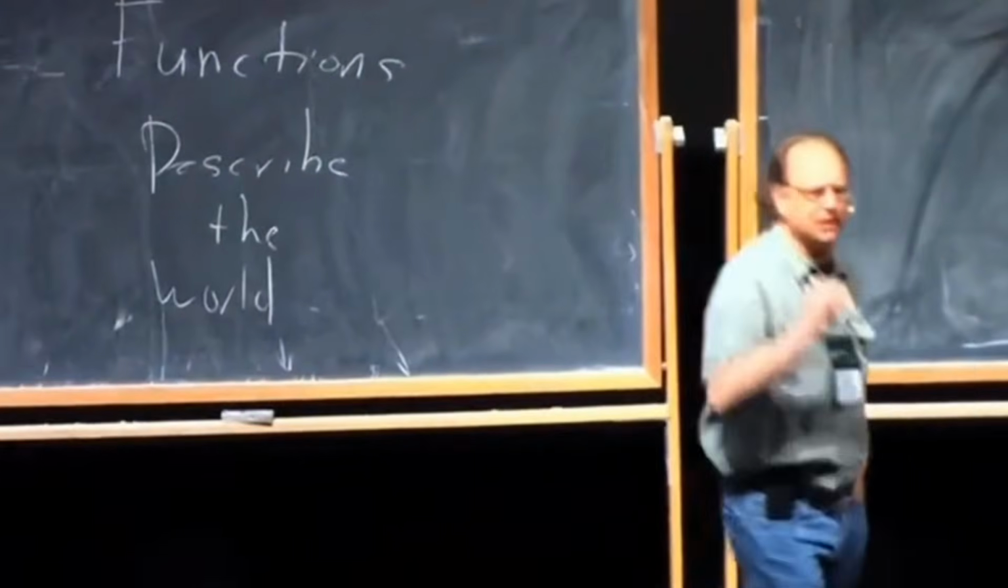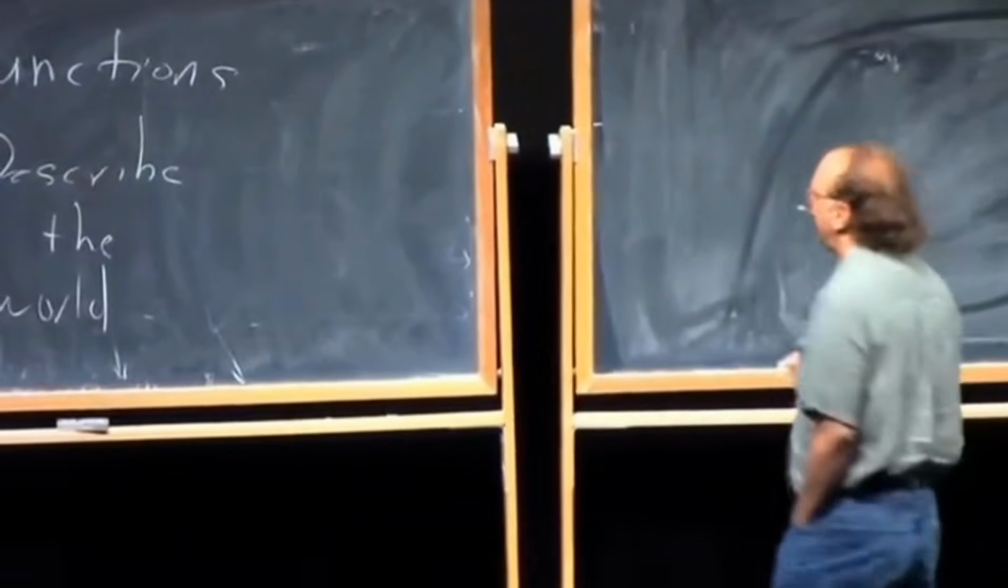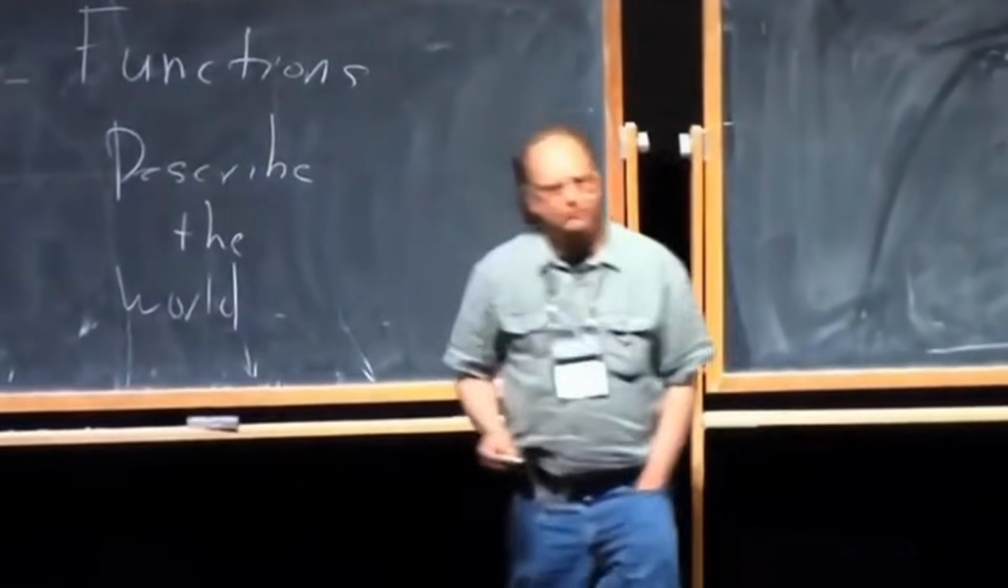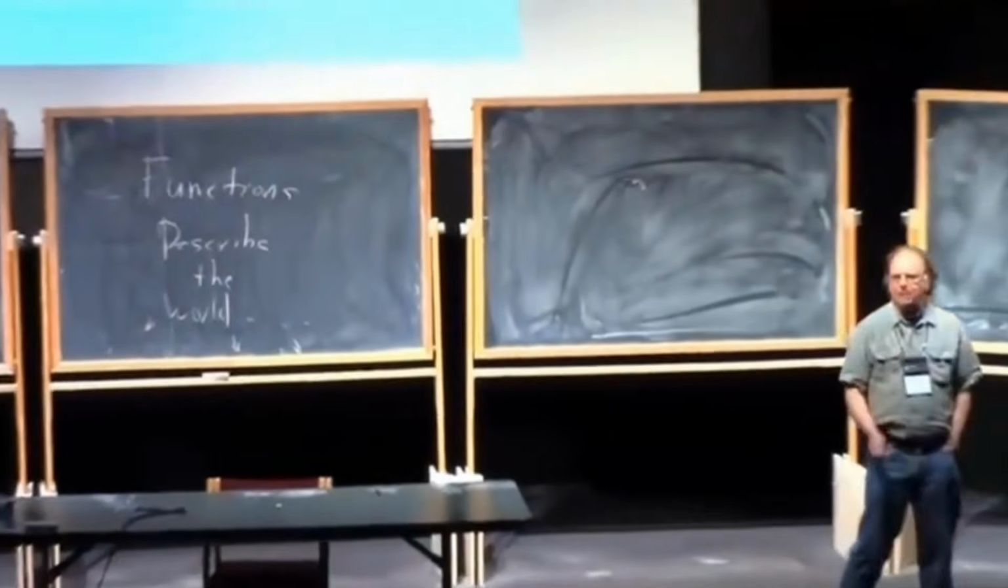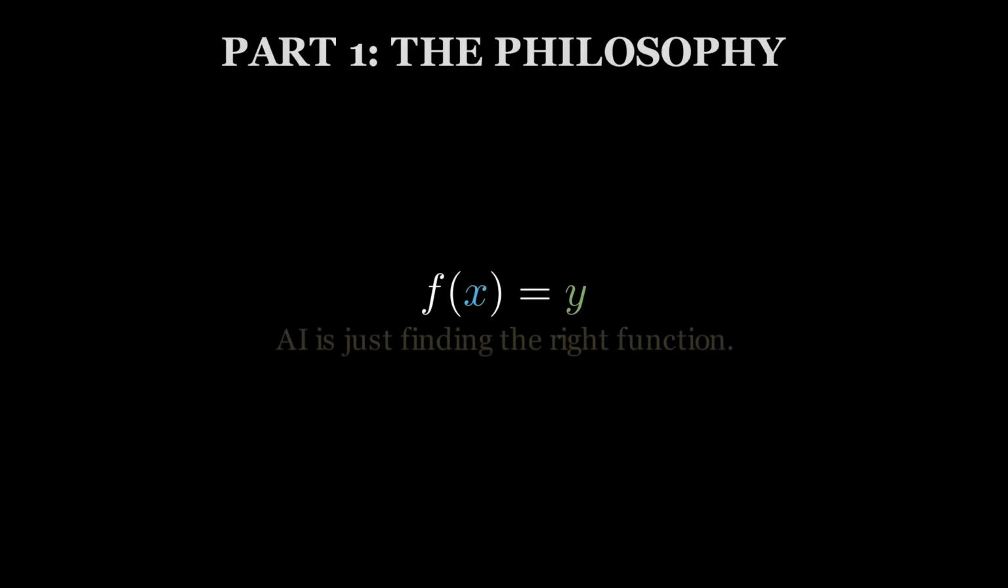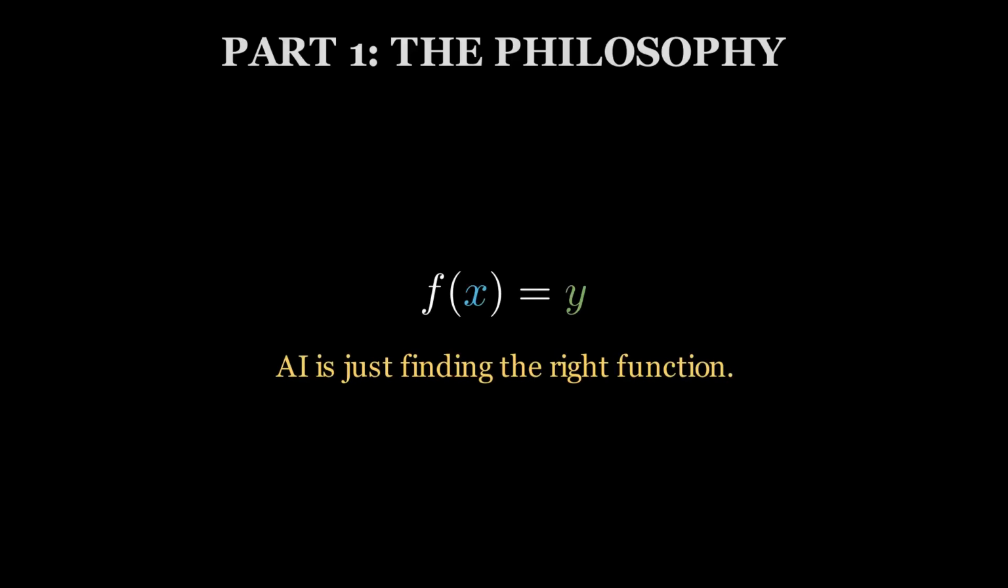High school math studies second degree one-variable polynomials. Calculus studies smooth one-variable functions. And it goes on and on. Functions describe the world. Therefore, fundamentally speaking, AI is simply a mathematical function. It has one goal: to find the most accurate mapping from input X to output Y.